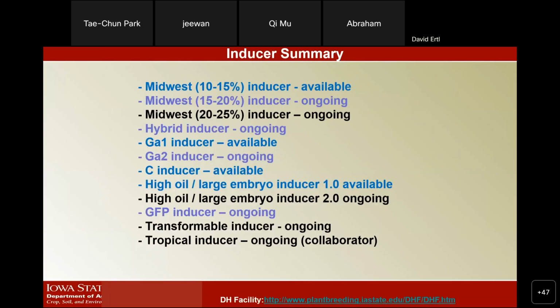In blue are the inducers that are available. Midwest inducer with 10 to 15% induction rates. I mentioned the GA1 inducer, C inducer. With a first version high oil inducer available, we think that we can get inducers with 10 to 15%, 15 to 20% induction rate from Uru's work, and I believe it will be possible to exceed 20%. Question is, where is the limit here? We will maybe find it out in Wenke's work or just continue after that. And there's some other specialty inducers that we are working on.